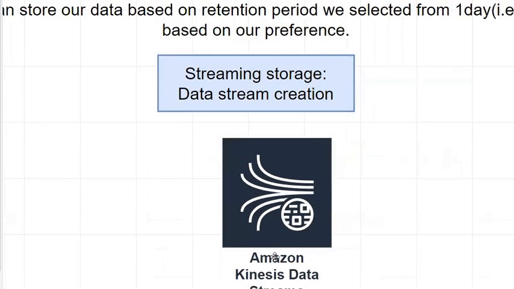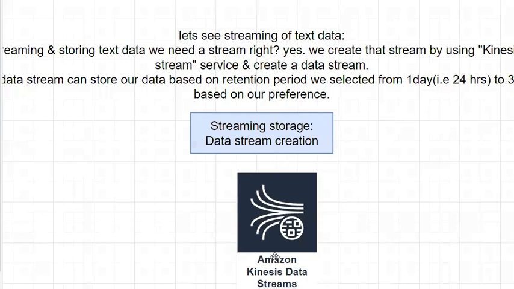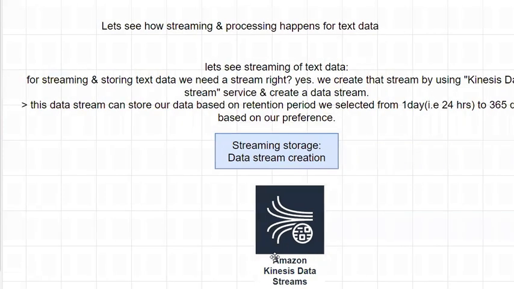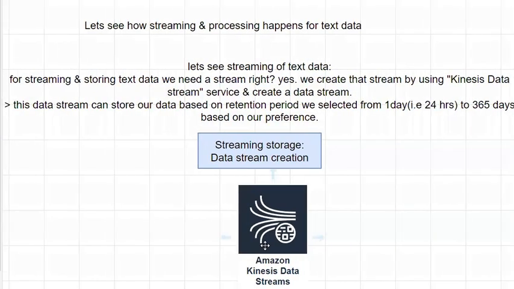This Kinesis data stream can store our data based on the retention period we selected, from 1 day to 365 days based on our preference. So 1 day to 1 year. Actually, this Kinesis data stream will just store your data. Processing happens by using another service, we're going to discuss it later. So if you want streaming storage for your streaming service, that is provided by this Amazon Kinesis data stream. We just create a data stream for this.